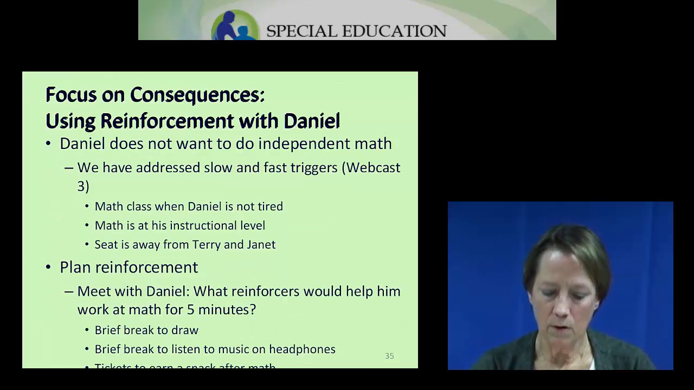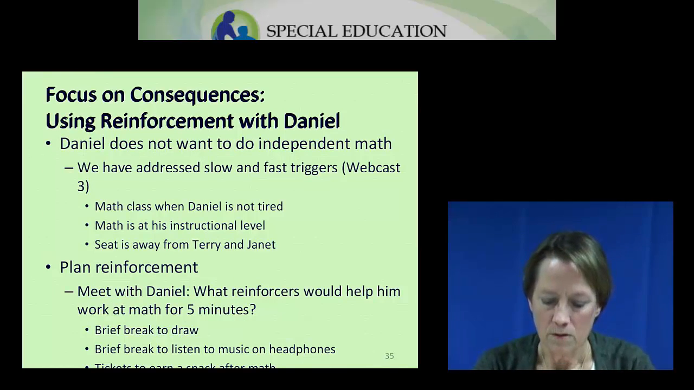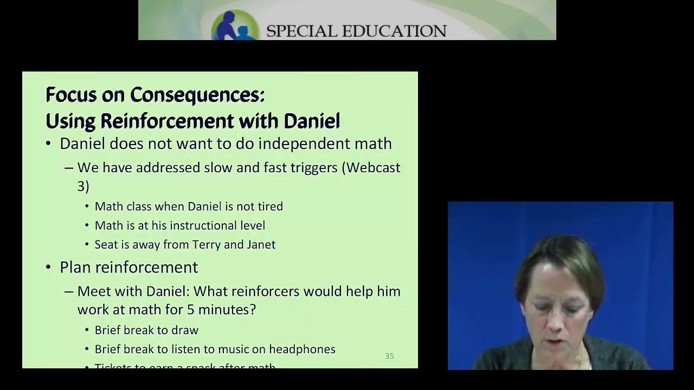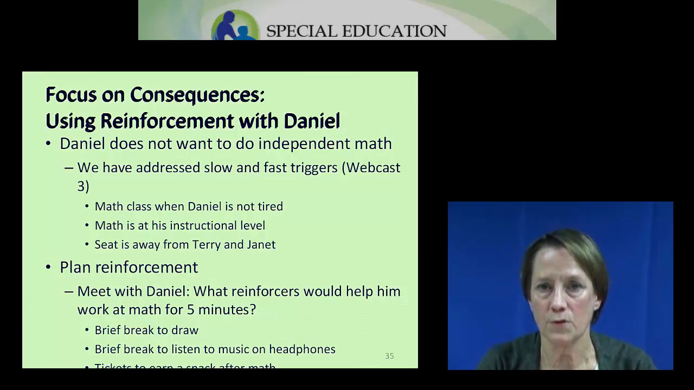So let's talk now about using reinforcement with Daniel, how we're going to do that. So Dan doesn't want to do his independent math. We've addressed his slow and fast triggers earlier. We already have math when he's not tired. His teaching is at his instructional level. And now we're going to be planning reinforcement. So we're going to meet with Daniel, and we're going to ask him what reinforcers would help him be able to just work even for 5 minutes in his math class independently.